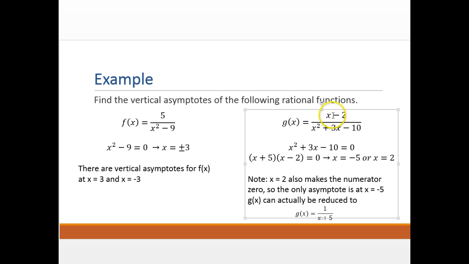In fact, I can actually factor out an x minus 2 from the numerator and the denominator and rewrite g of x as 1 over x plus 5. And that's a better example of the graph that it actually is. It has what's called a removable discontinuity at x equals 2. In other words, there's just a hole in the graph at x equals 2.